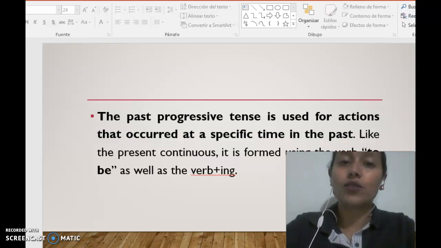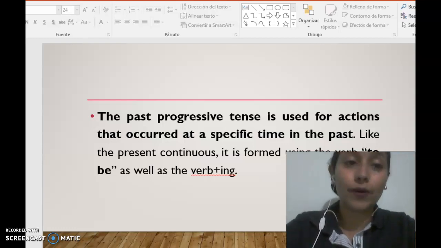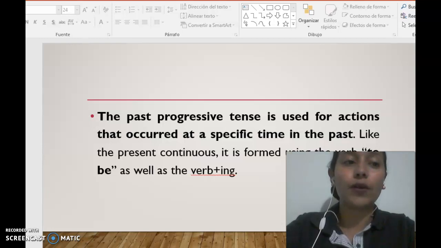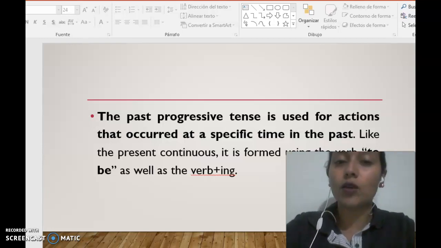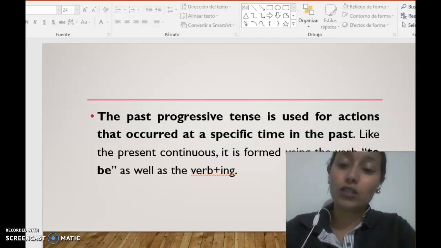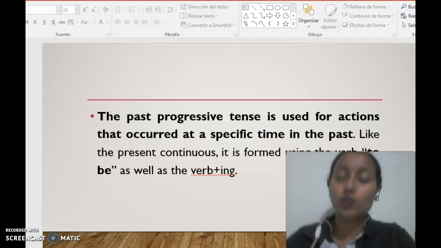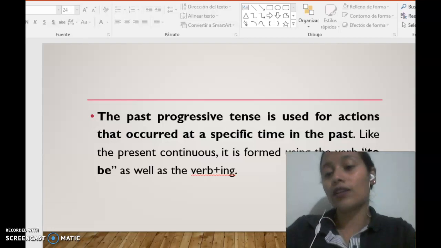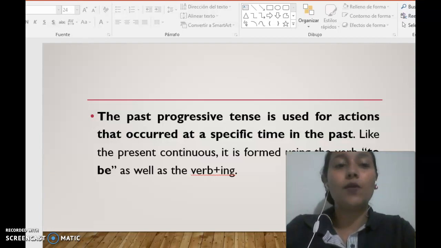So for this lesson, we are going to talk about the past progressive. We are going to know the uses, the structure, and some examples about the past progressive. So for this video, I am going to explain the topic in English, but also I am going to talk about it in Spanish because I know that some students can get a little bit confused, and the important thing is everyone understands and learns the topic.